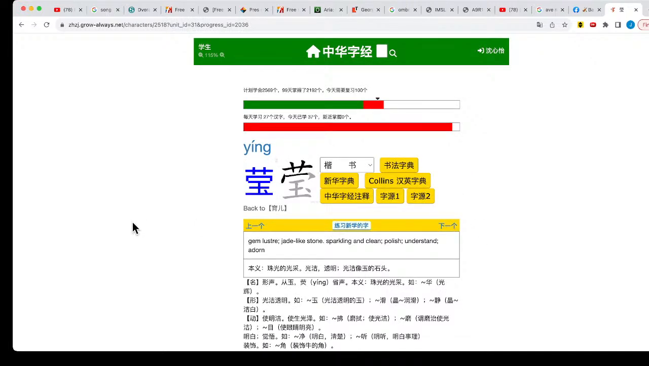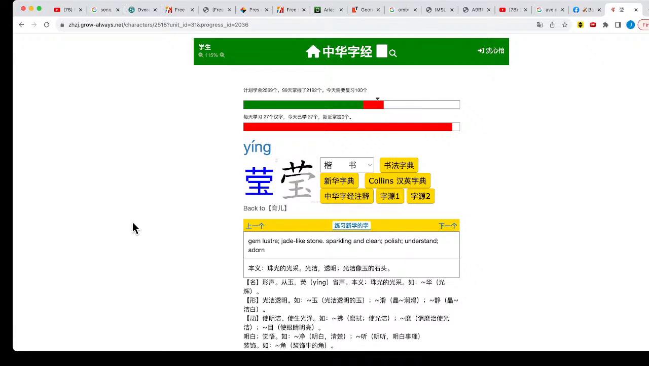Yin. Yin is gem luster. The gem luster is called yin. It's a jade-like stone, sparkling, clean, which is polished, and when you shed light on it, it reflects the light. And so this is called a yin.